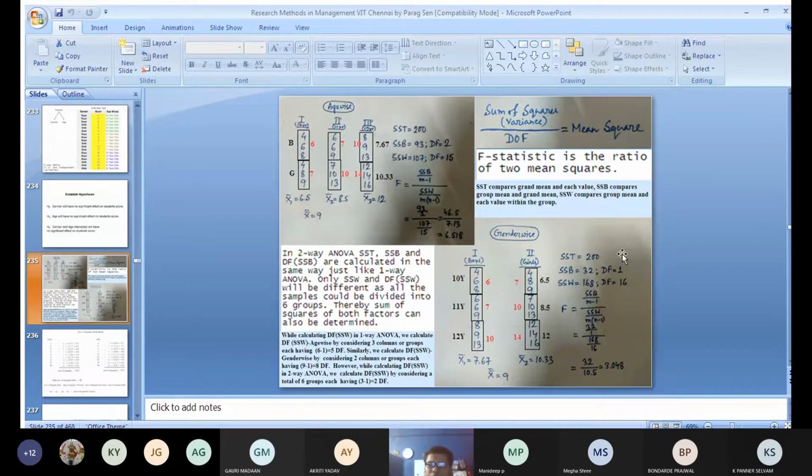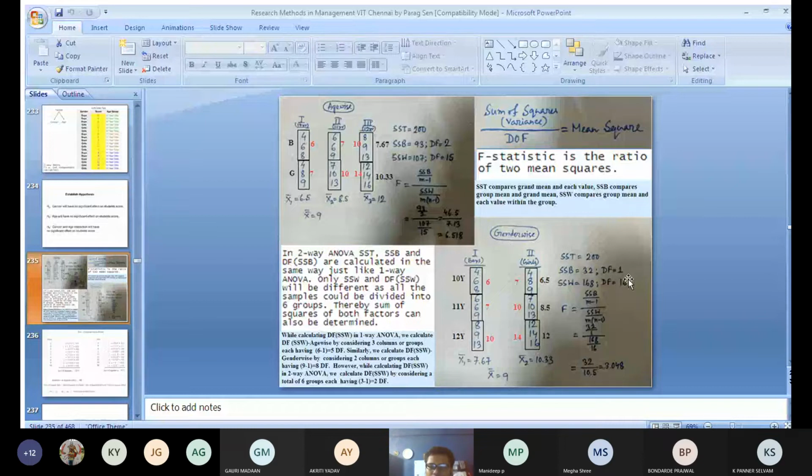Then you need to calculate the sum of square between. The same procedure you will be following. It will come out to be 32, and the degrees of freedom is 1 because you have only 2 genders, so 2 minus 1. For the sum of square within, you follow the same procedure as age-wise. It will be 168, and your degrees of freedom will be 16. Why 16? Because each group has 9 elements, so 9 minus 1, 8 degrees of freedom. For 2 groups, 2 into 8, 16 degrees of freedom.